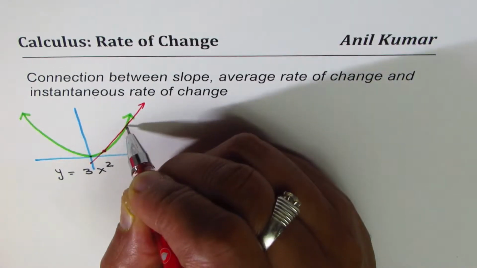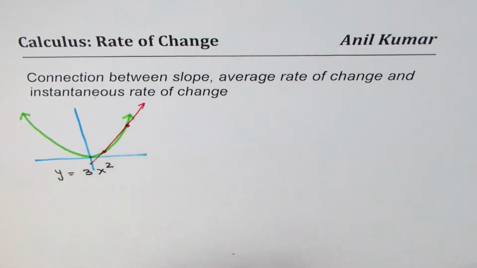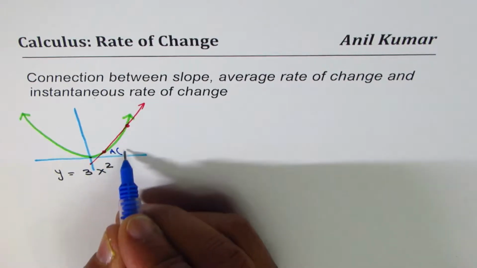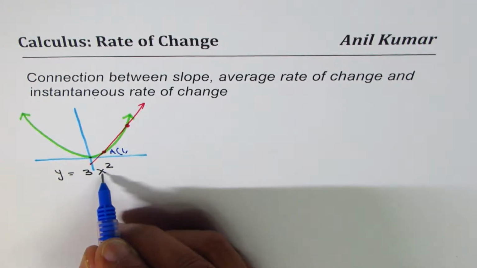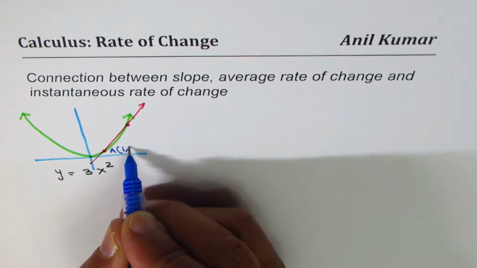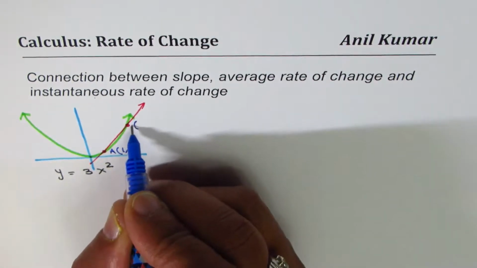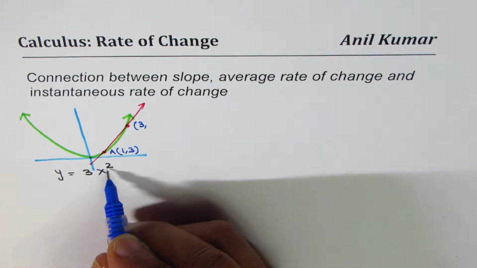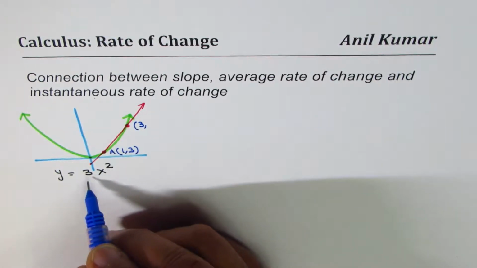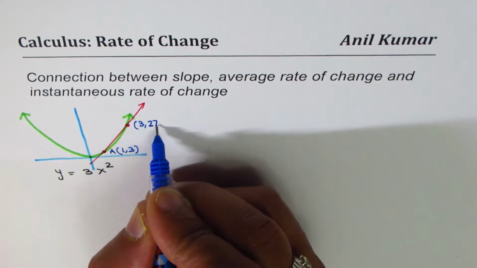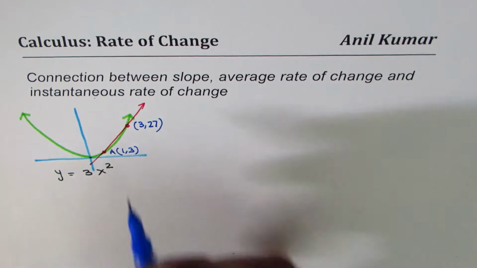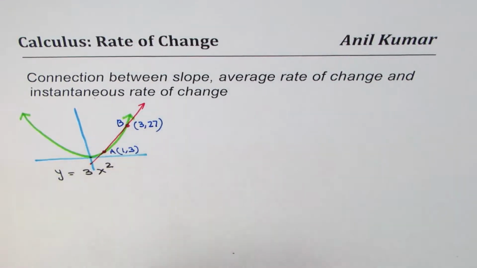And let us say these are the 2 points on the parabola. Let's call this point A, and let the x value be 1. If x is 1, 1 squared is 1, 1 times 3 is 3, right? And let's say this point is 3 for us, right? So 3 squared is 9. 9 times 3 is 27, correct? So that becomes 3, 27, right? So let us say these are the 2 points A and B.